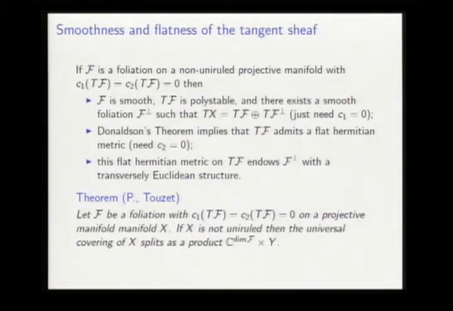Oh, sorry. I want to say one thing more. Here, already on this condition, when TX equals a sum of two subbundles, there is a conjecture of Beauville that predicts that the universal covering is a product. So essentially, we are settling this conjecture in this particular case, but we cannot do anything in general. We need this transversely Euclidean structure. Okay? But we want more. We want to say something at a finite level. We don't want to go to a universal covering.